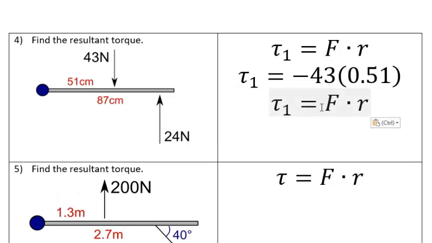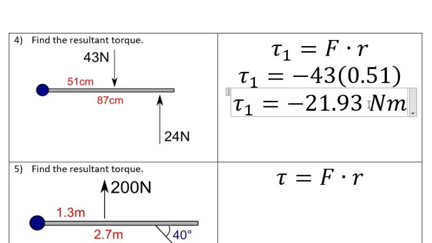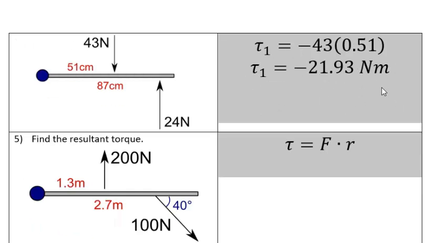So the answer, if I multiply those two numbers, will be negative 21.93 newtons times meters. Now that's only one of the two torques. Okay, that's only one of them. So I need to find the other one.